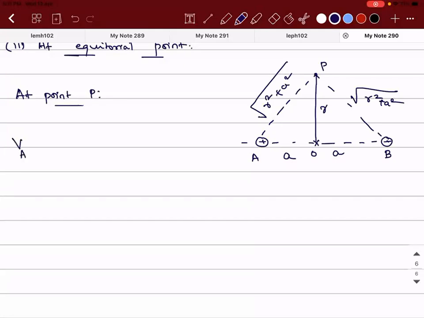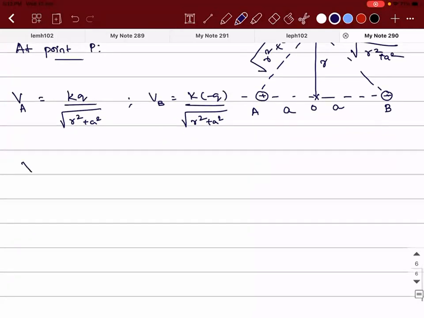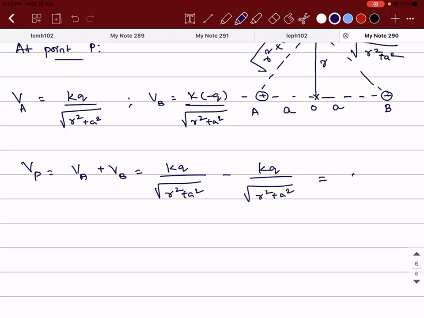Similarly at point P, the potential due to charge at A is how much? KQ divided by root of R square plus A square. What about VB? Same, minus KQ divided by root of R square plus A square. So the total potential at point P will be VA plus VB. So what is VA plus VB here? It is going to be KQ divided by root of R square plus A square minus KQ divided by root of R square plus A square. The total value is going to be 0.